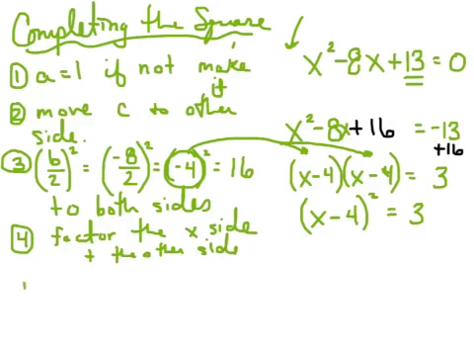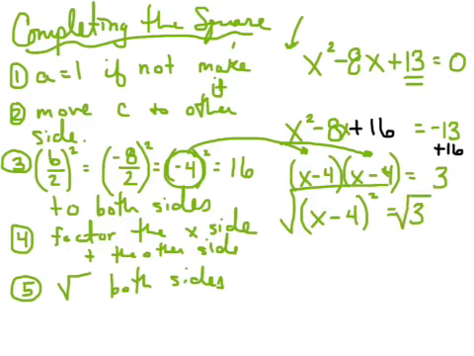Then the fifth step that you have to do is you have to square root both sides. So I'm going to square root both sides of the equation. When I square root something squared, I just get the inside material. And on the right hand side, it's plus or minus the square root of 3.